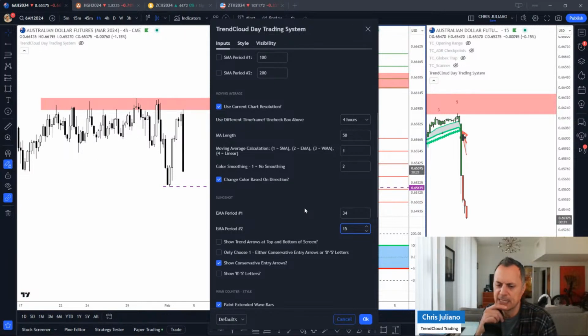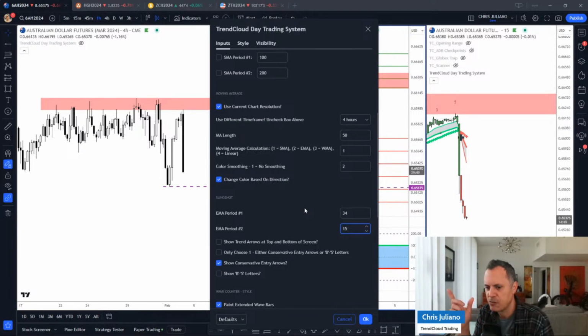What he's doing is he's waiting for the 8 to cross over the 89, and then he's waiting for a pullback to the 89. So it's the same concept. We're waiting for a crossover of the trend cloud with the 50 simple, and then a pullback into the trend cloud, right? Same concept, only he's just using two moving averages.